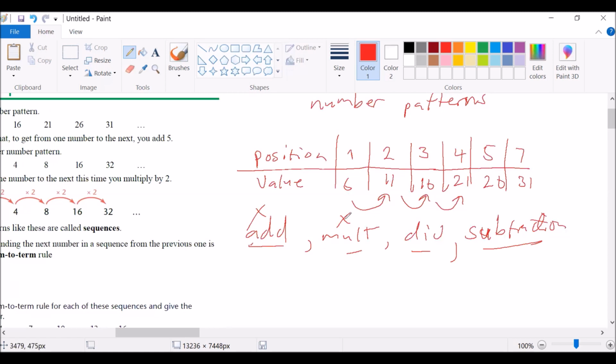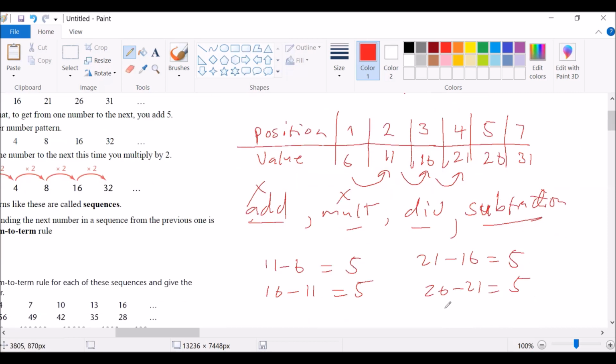So we can say 11 minus 6, then we get 5. 16 minus 11, then we get 5. 21 minus 16, again we get 5. 26 minus 21, again we get 5. 31 minus 26, again we get 5. So each time we are adding 5 to get the next value.